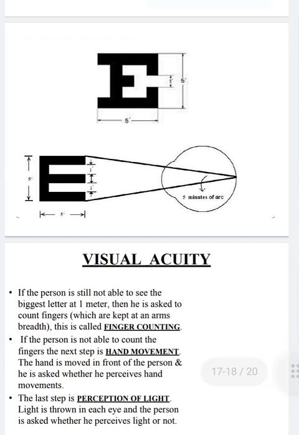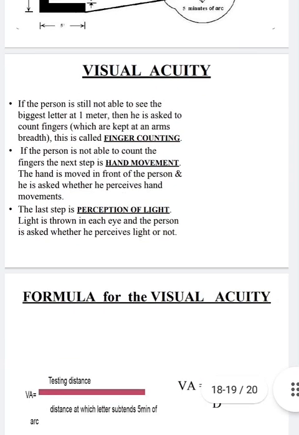Visual acuity: if the person is still not able to see the biggest letter at 1 meter, then he is asked to count fingers kept at an arm's breadth. This is called finger counting. If a person is not able to count the fingers, the next step is hand movement. The hand is moved in front of the person and he is asked whether he perceives hand movement or not. The last step is perception of light. Light is thrown in each eye and the person is asked whether he perceives light or not.